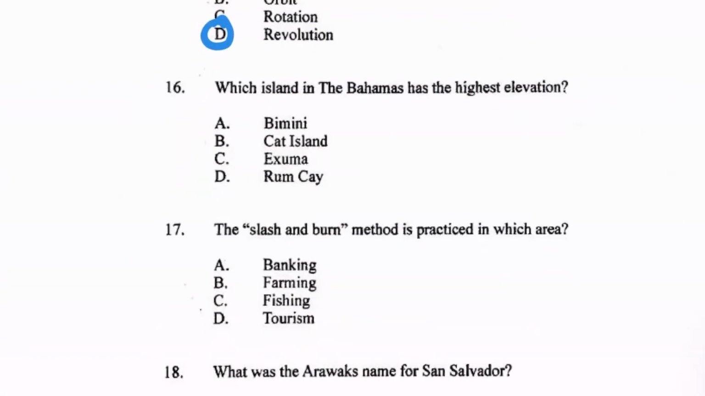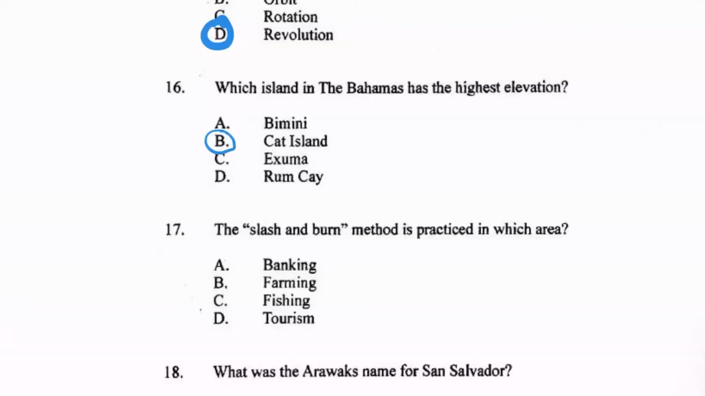Number 16, which island in the Bahamas has the highest elevation? Is it A, Bimini, B, Cat Island, C, Exuma, or D, Rum Cay? Most people are saying B. Sanaya, you're saying B and C. Now remember, there's always going to be only one answer. Most people are saying B, and the answer is B.